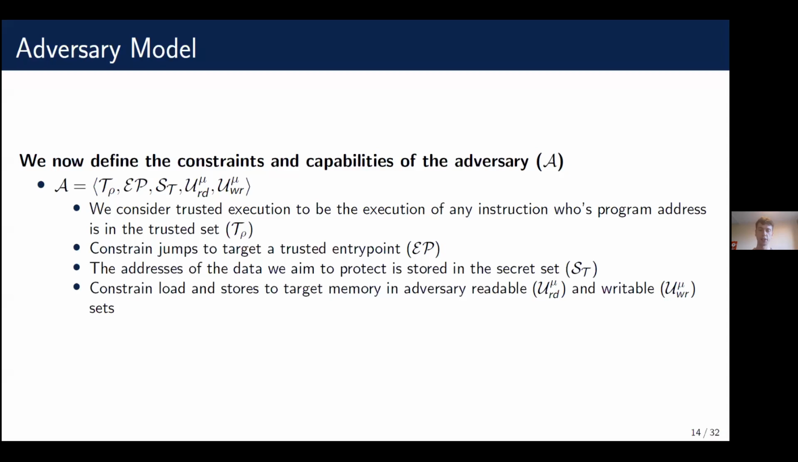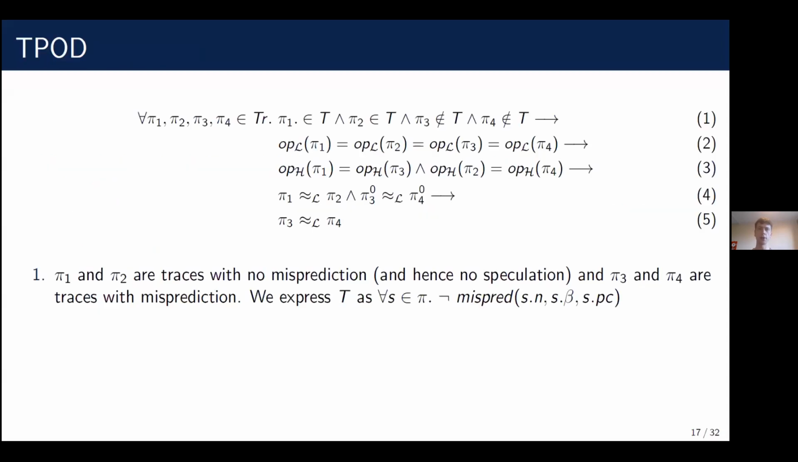So here's the definition of T-pod. At line 1, we see that pi1 and pi2 are traces with no misprediction, and hence no speculation, whilst pi3 and pi4 are traces with misprediction. We express the trace property T as: for all states in the trace pi, this state is not mispredicting.